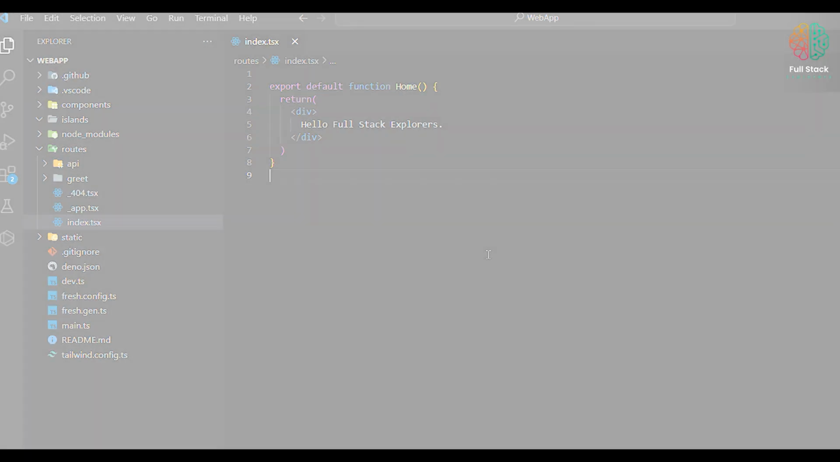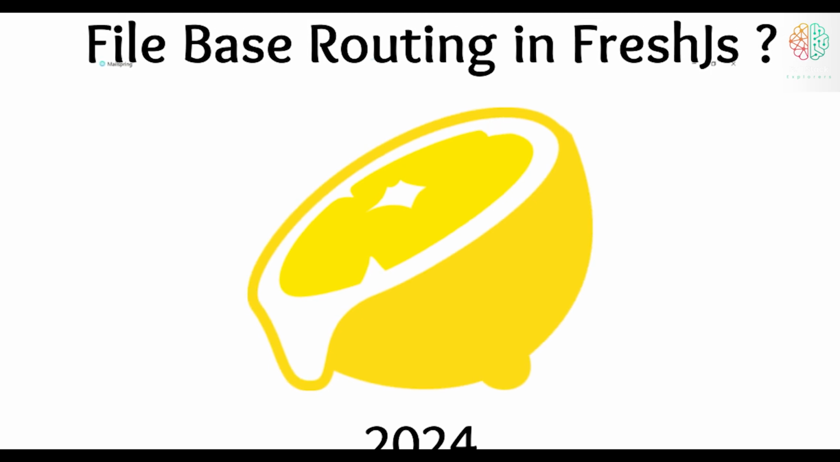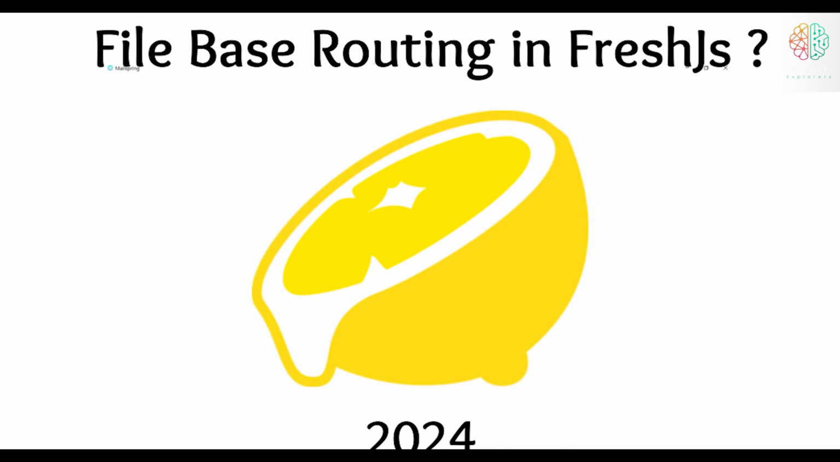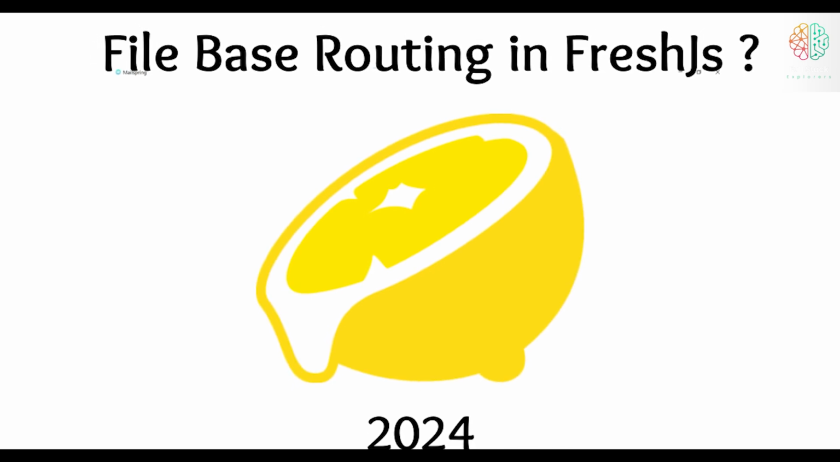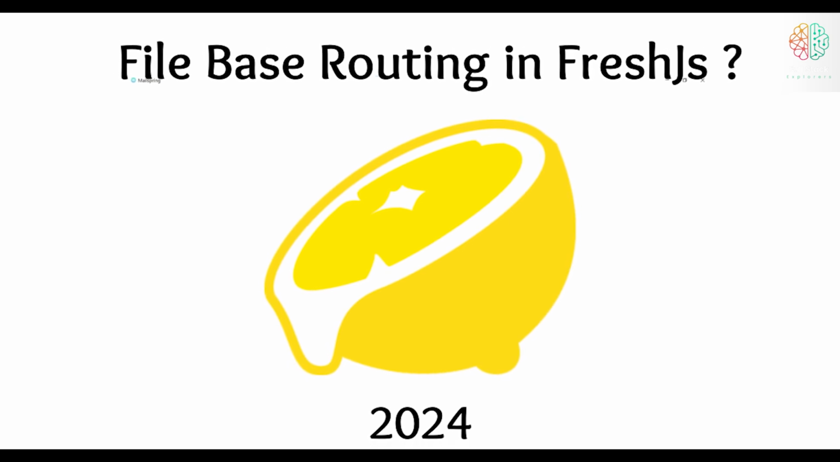File-based routing. 2. Folder-based routing. What is file-based routing? File-based routing in Fresh.Js involves creating individual files for each route in the routes folder. Each file represents a specific route of the application.